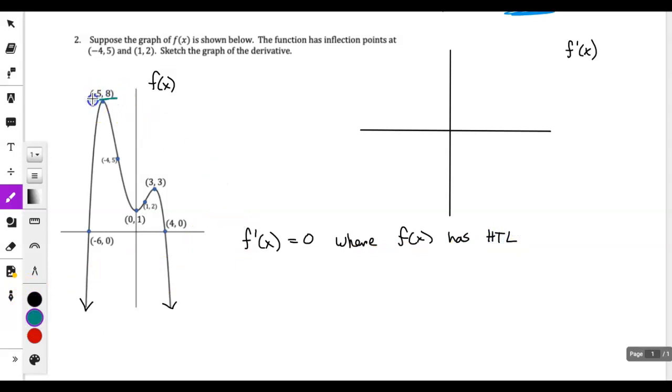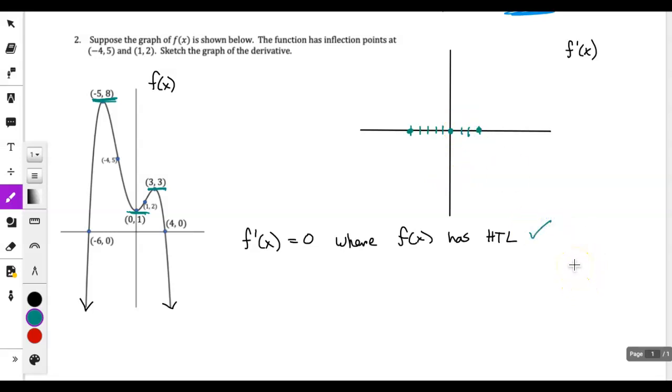There's a horizontal tangent line right there, and there's a horizontal tangent line right there, and there's a horizontal tangent line right there. So let's go ahead and plot those points. The horizontal tangent lines on the original are the x-intercepts of the derivative. So here we go. -5 is an x-intercept. 0 is an x-intercept. And then there's another one at 3: 1, 2, 3. So there's my x-intercept. So I got that done.